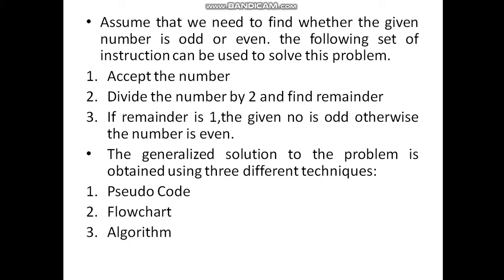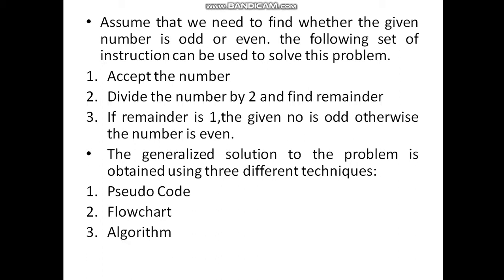Let's take a second example. Accept the number as 5. Then divide the number by 2. 5 divided by 2, and the remainder is 1. So, the given number is odd. With these steps we find whether a number is odd or even.